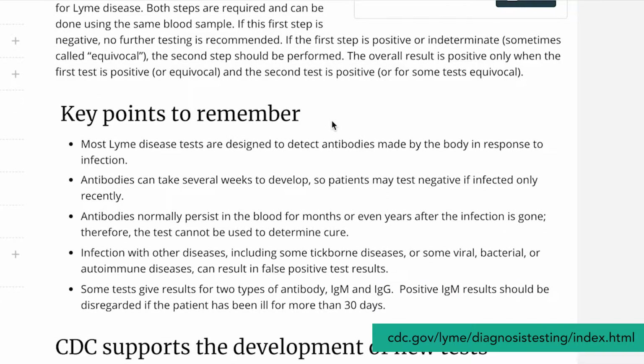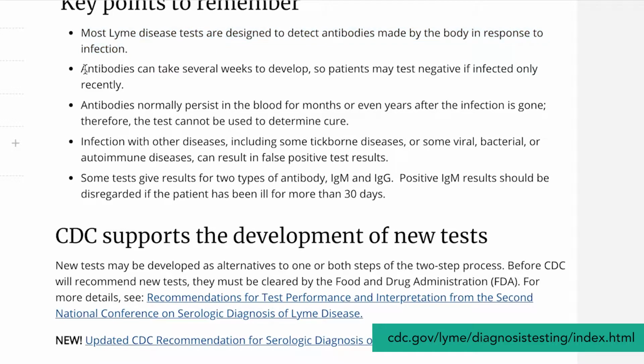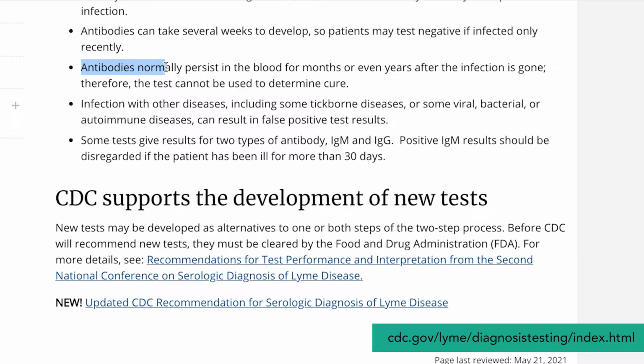Okay, but here's the thing to remember, and it even says key points to remember. This is the CDC website, and they say most Lyme disease tests are designed to detect antibodies made by the body in response to infection. Antibodies can take several weeks to develop, so patients may test negative if infected only recently. So if you get bit by a tick today and go get a test today, you're not going to get an accurate result. Antibodies normally persist in the blood for months or even years after the infection is gone. Months or years, guys. This is serious stuff. Therefore, the test cannot be used to determine cure.